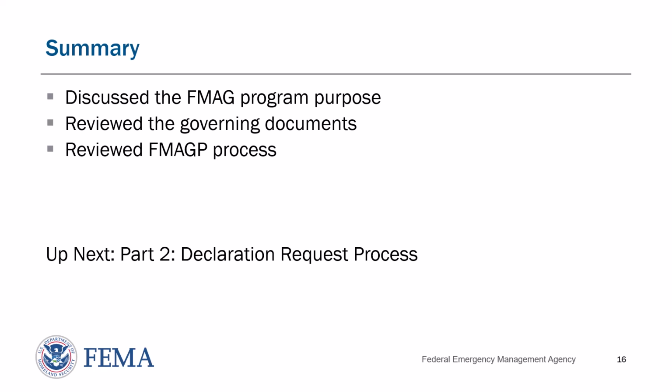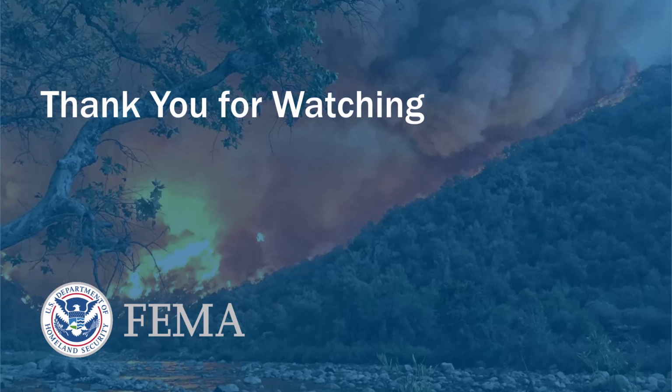That's it for part one. We discussed the Fire Management Assistance Grants Program and its purpose, we reviewed the governing documents, and we reviewed the FMAG processes. In part two, we will do a review of the declaration process. I hope you take your time to look at part two and the webinars that are available on FMAG. I want to thank you for watching, and hopefully you learned something moving forward. Thank you.